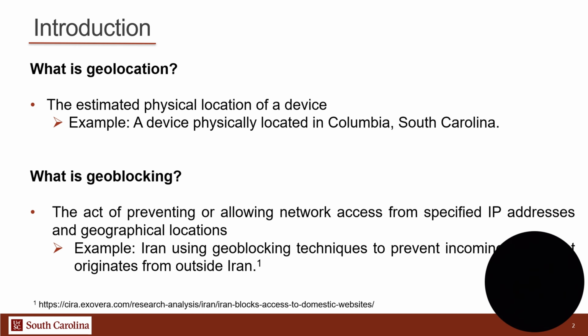Before speaking about our project, I'd like to tell you about what geolocation and geoblocking are. Geolocation is where a device is physically located. For example, a device physically in Columbia, South Carolina would have a geolocation of Columbia. Geoblocking occurs when network access is blocked based on its geographical location or IP address. An example of this is when a country doesn't allow traffic on their network that originates outside of that country.